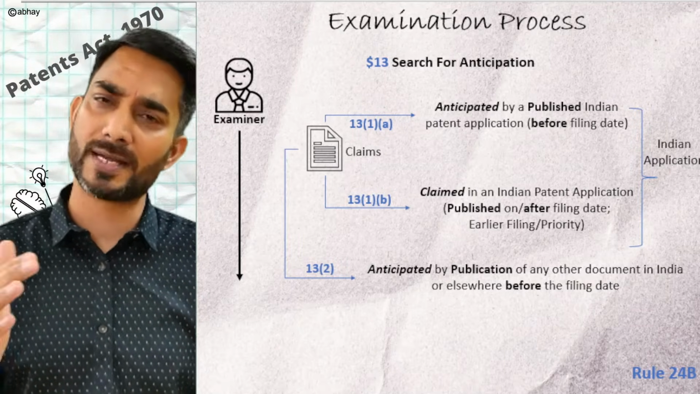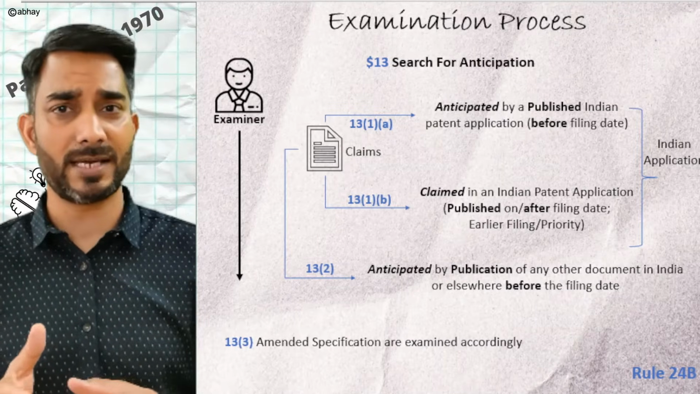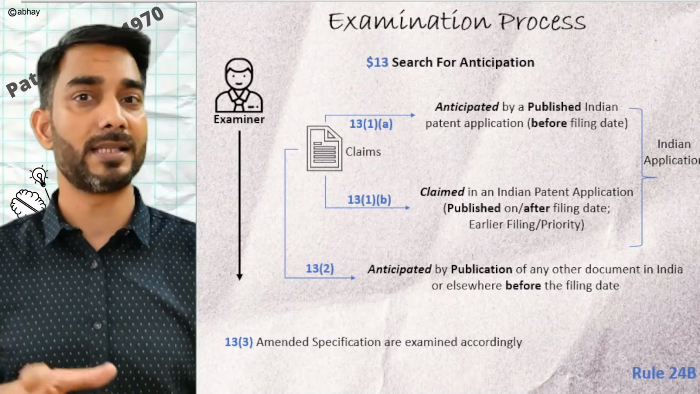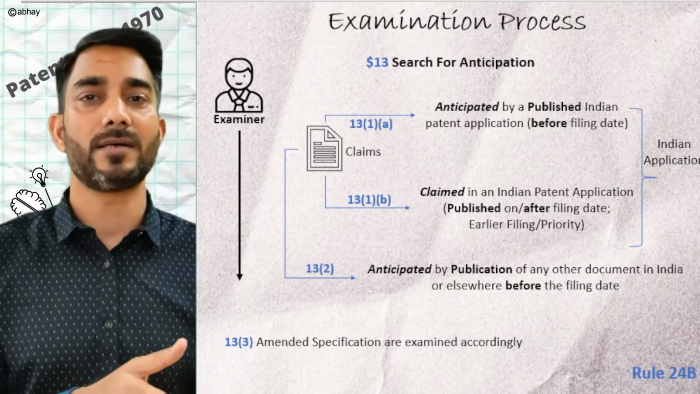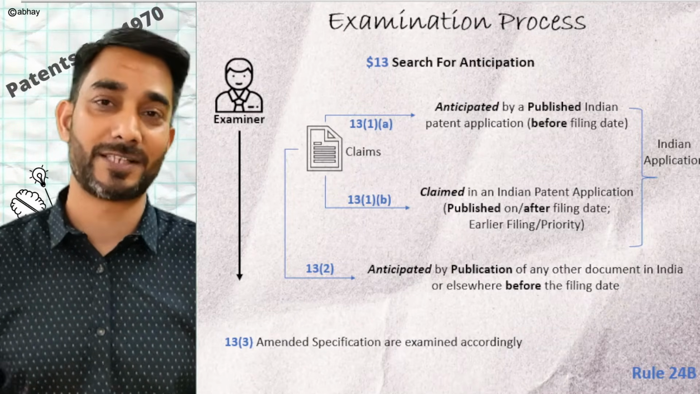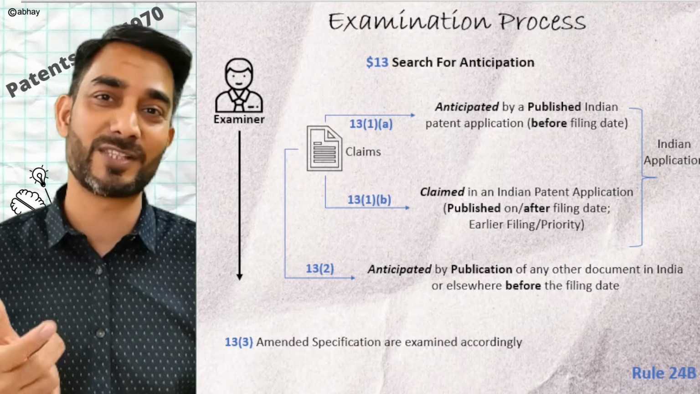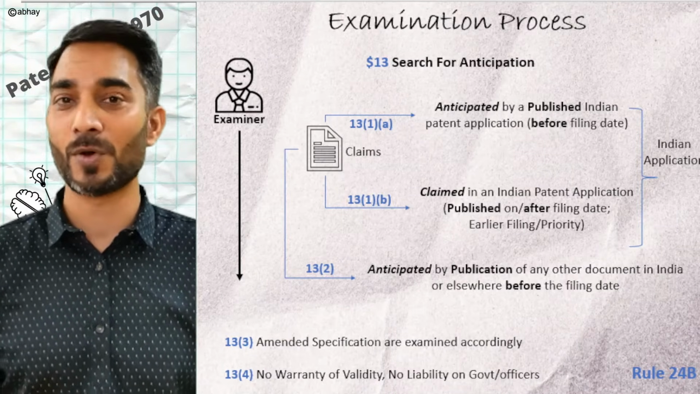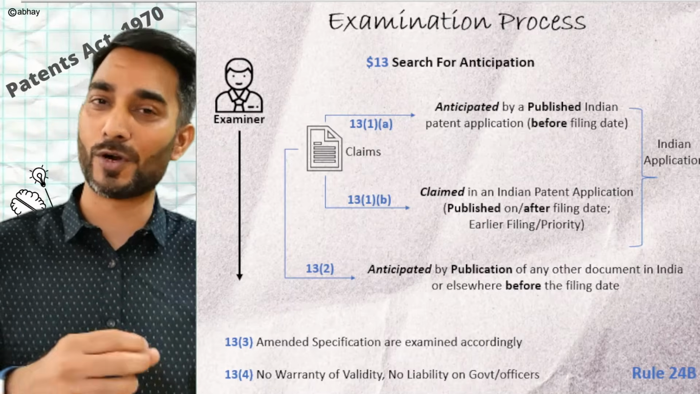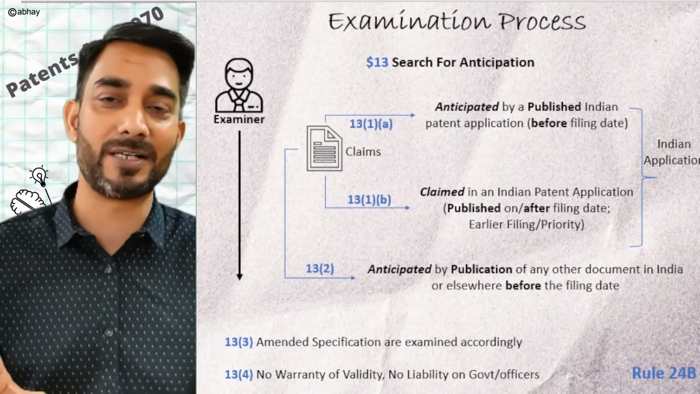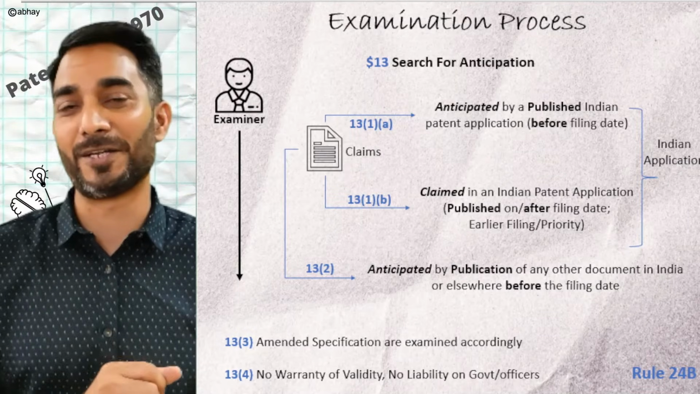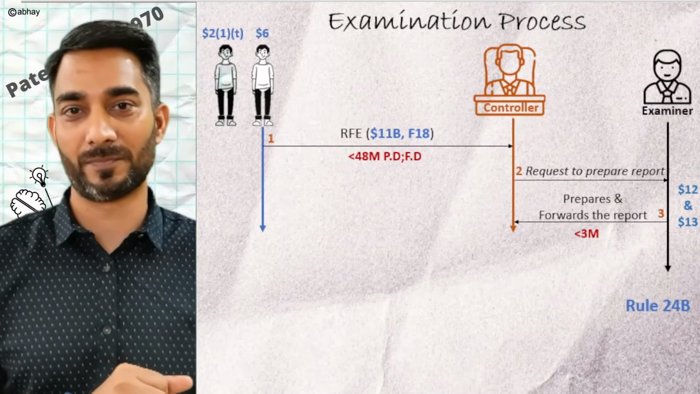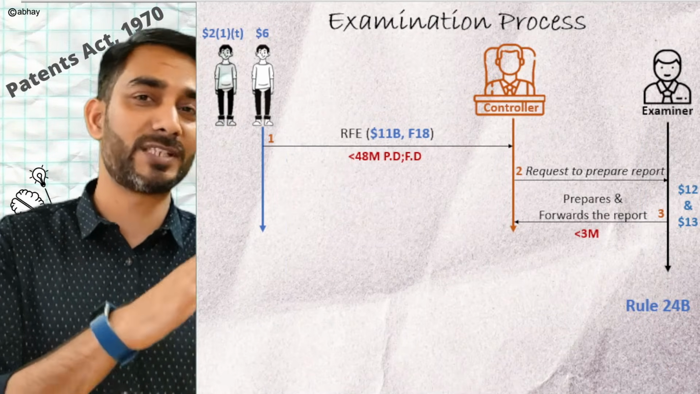Section 13 also provides a guideline that states that in case the specification gets amended before the grant of the patent, then the amended specification would be examined again as the original application was examined. Interestingly, section 13 ends with a disclaimer which says that no warranty of the validity of the claims will be given, or the Patent Office or the Central Government or the officers will not incur any liability because of the perceived validity of the claims. Interesting, isn't it? Now with this, the report is done. And it's time for the examiner to send the report to the controller.